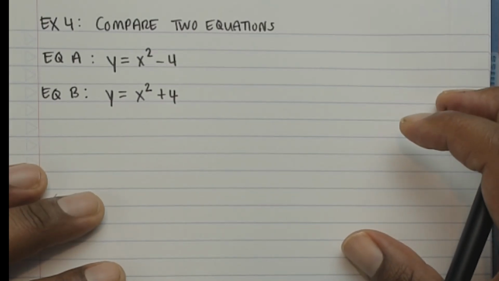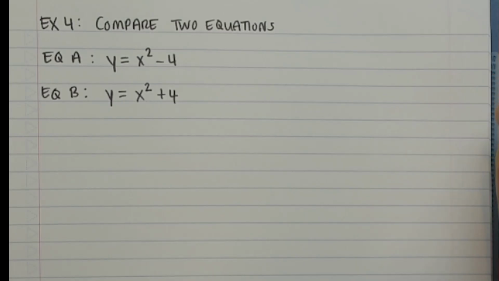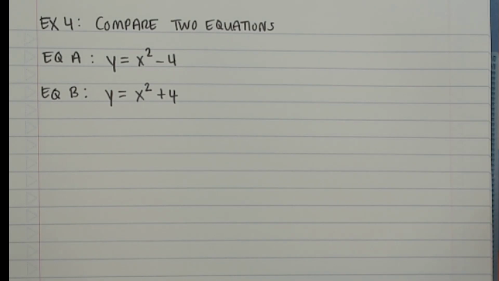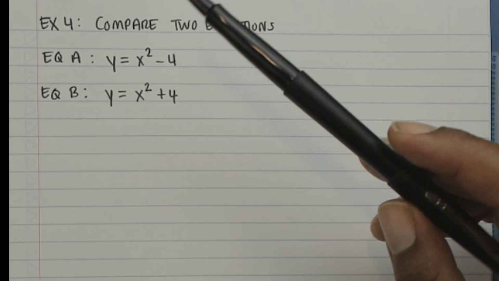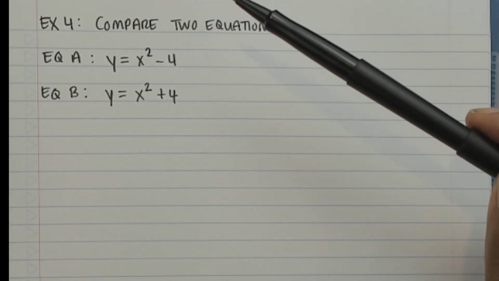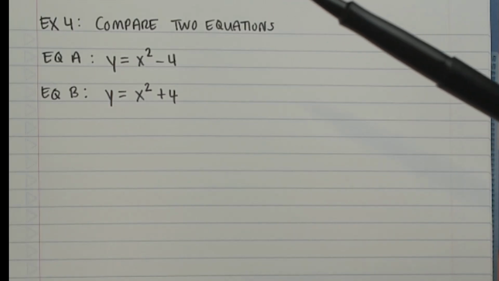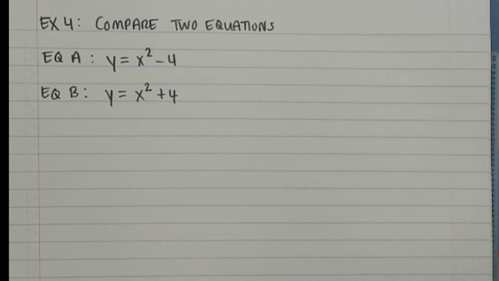Without creating a table of values, how can we explain why equation A has two real x-intercepts while equation B has none? Because we have to reason through this. For equation A, y equals x squared minus 4. So we have to find whether or not the determination is true when we're comparing these two. So the first thing we want to do for equation A is find the x-intercept of equation A.